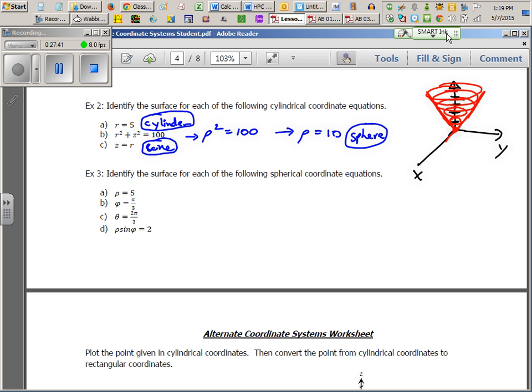Okay, identify the surface for each of these spherical coordinates. Well, the first one's going to be easy because we already discussed it. What does rho equals 5 mean? This is a sphere, right? What about the sphere is 5? It's radius. Yeah. Okay, this next one's a little tricky.